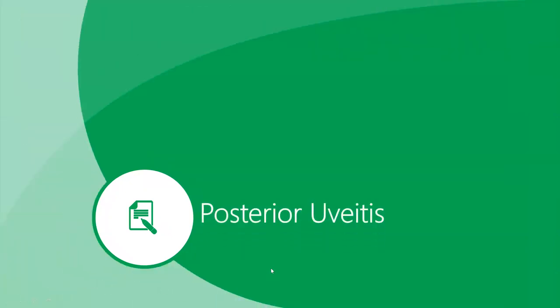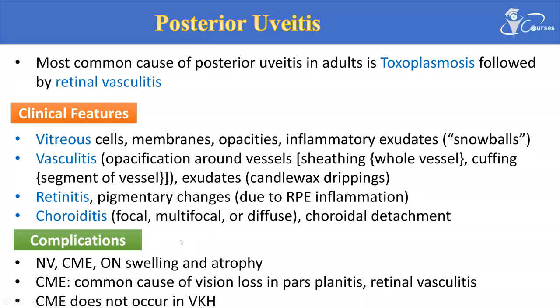Let's now talk about posterior uveitis. The most common cause of posterior uveitis in adults is toxoplasmosis, followed by retinal vasculitis. What will be the clinical features? We already mentioned them at the beginning of the lecture, but we will stress them again.